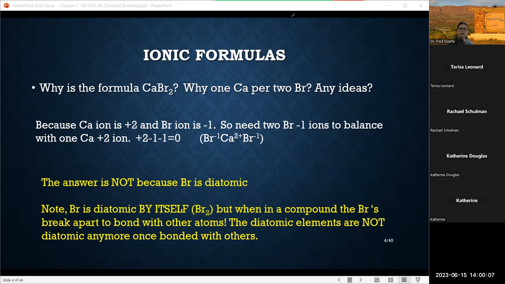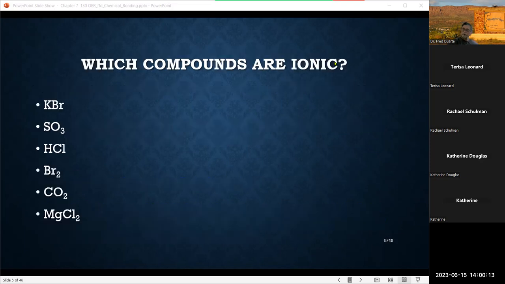Or in this case, bromine, I shouldn't say bromide. All right, the question here is asking which compounds are ionic? What's the criteria to be ionic? Metal to non-metal. That is correct, okay?